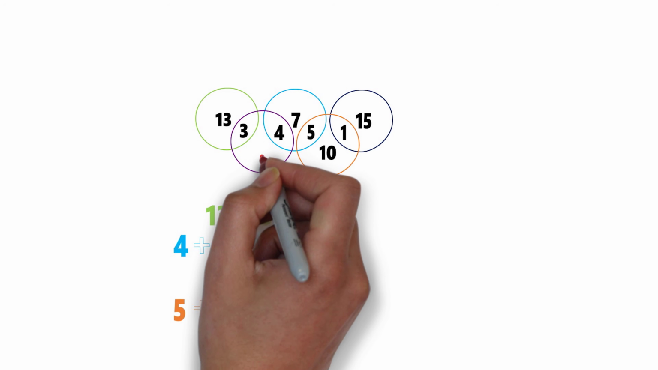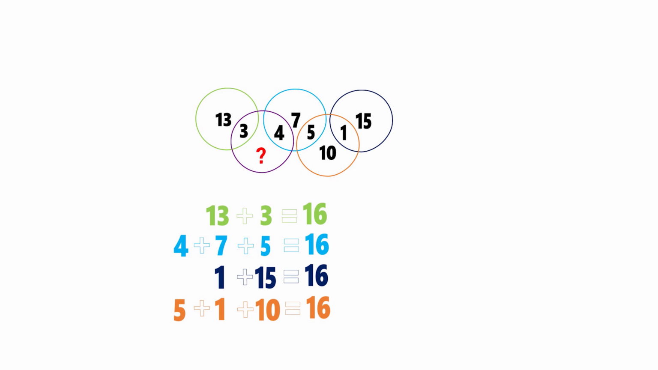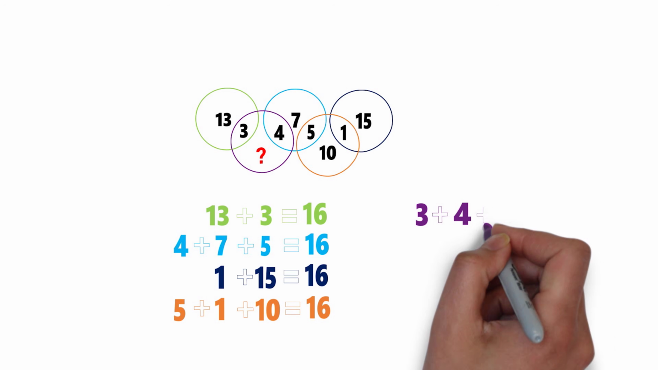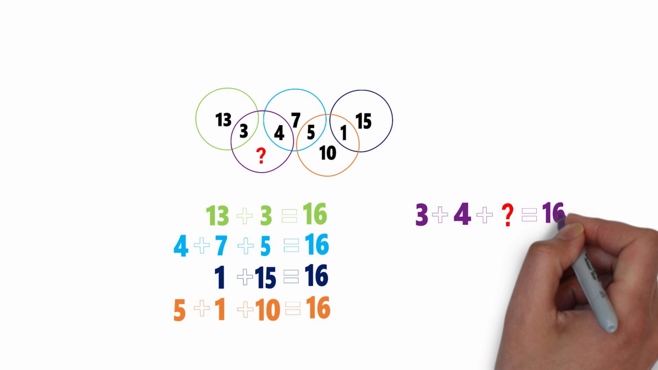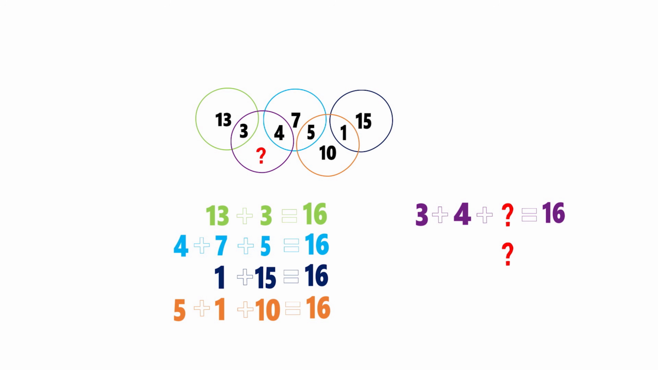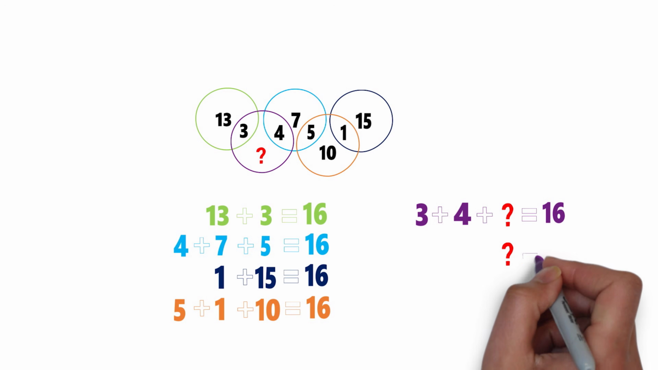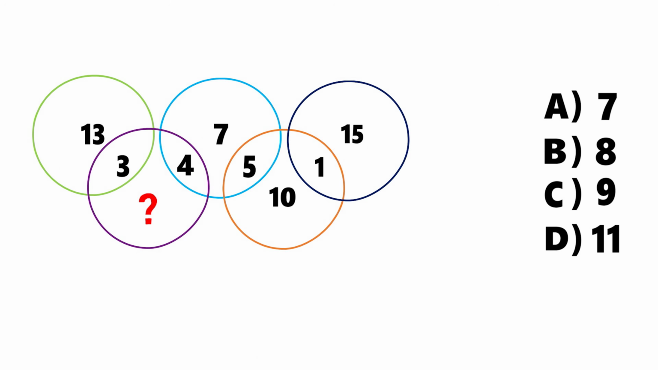So to calculate the question mark, which is the missing number, we need to add 3 plus 4 plus the question mark and make an equation to make it equal 16. After doing the calculation, you see that the missing number equals 9. So the correct choice here is choice C, 9. Hopefully you've nailed this question and now know how to answer similar problems in the test.